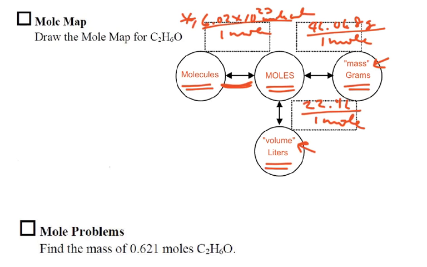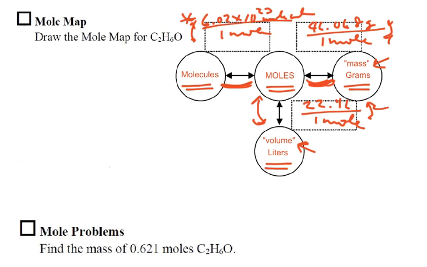Or we would take that number and flip it over, 1 mole over 6.02 times 10 to 23 molecules. To go to grams from moles, we would use 46.068 grams per 1 mole, or again, we could flip that over and say 1 mole is 46.068 grams. And if we want to go to liters, and we're talking about a gas at STP, 22.4 liters per mole, or 1 mole is 22.4 liters. We can use that either way. So this is our mole map.